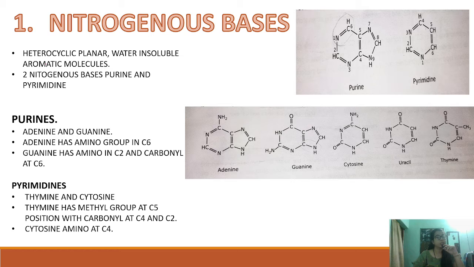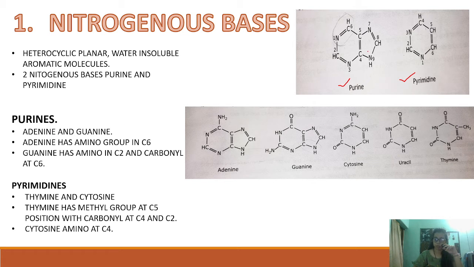What are nitrogenous bases? Nitrogenous bases are heterocyclic and planar. What do you mean by hetero? Two different kinds of atoms are present, and cyclic because they are present in a cyclic manner. You can see the structure. The two major nitrogenous bases are purine and pyrimidine. What are purine and what are pyrimidine? We will be dealing with that now, first with the purine.